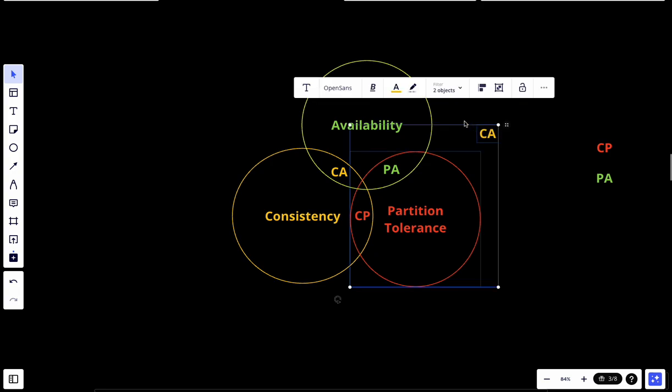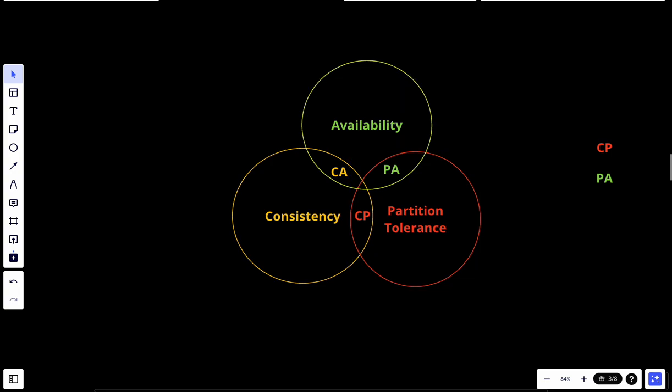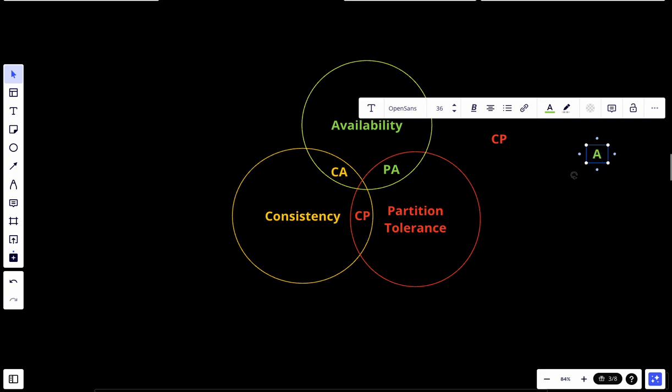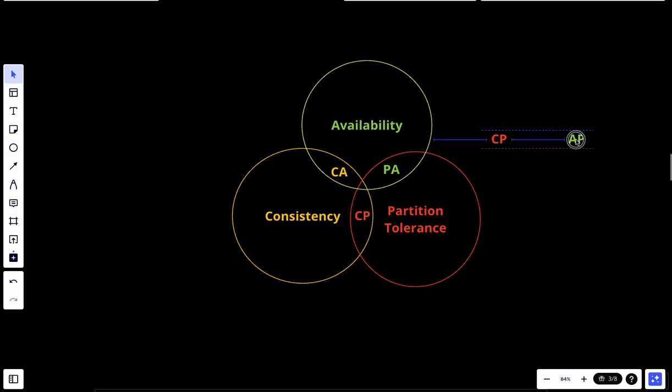So basically, most of the time you choose between a CP system, consistency and partition tolerance, or an AP system, availability and partition tolerance. The CP system is like a traditional relational database, for example MySQL, which prioritizes consistency and partition tolerance. When a network partition occurs, it may become partially or entirely unavailable.